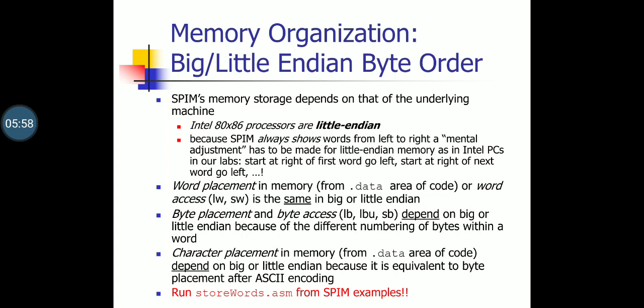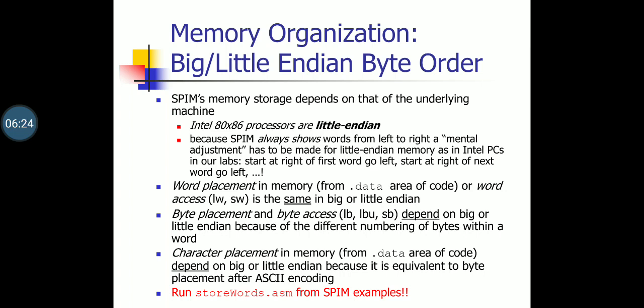So SPIM's memory storage depends on that of the underlying machine. So Intel is little Endian, as I have already said. Because SPIM always shows words from left to right, a mental adjustment has to be made for little Endian memory, as on the Intel PCs in the labs. Start at the right of the first word and go left, start at the right of the next word and go left. Okay, so if you read this again, you will be able to understand.